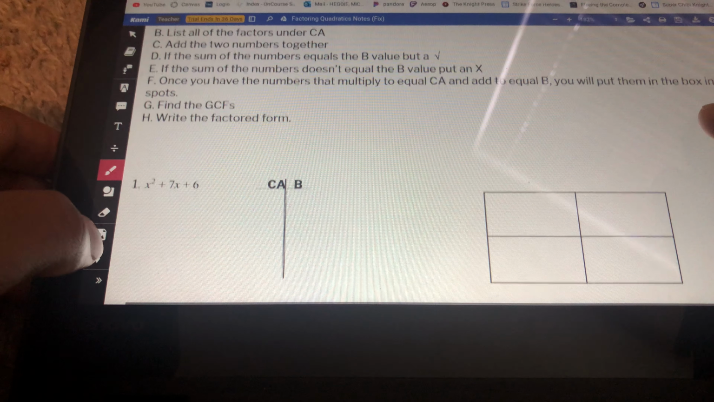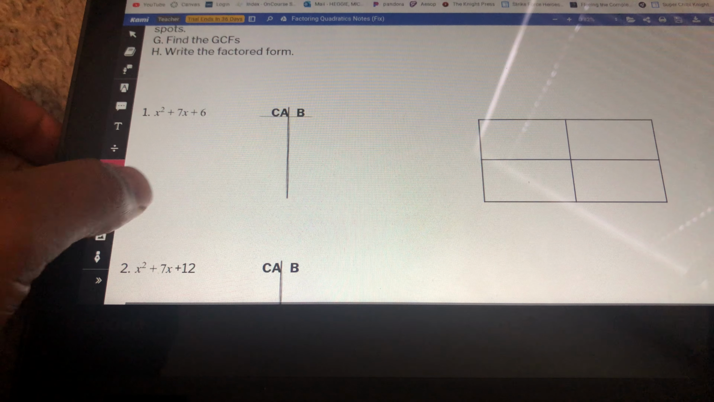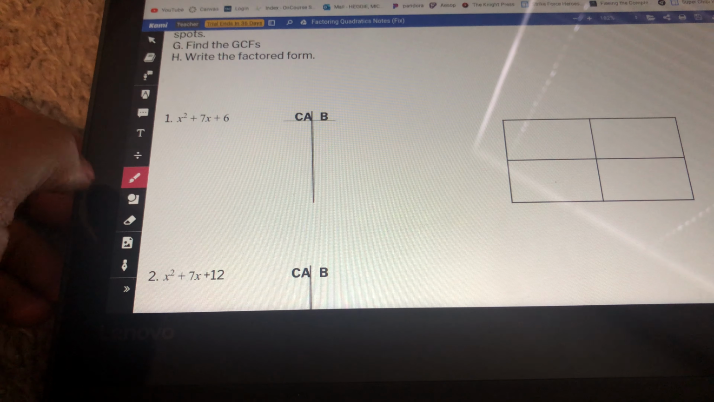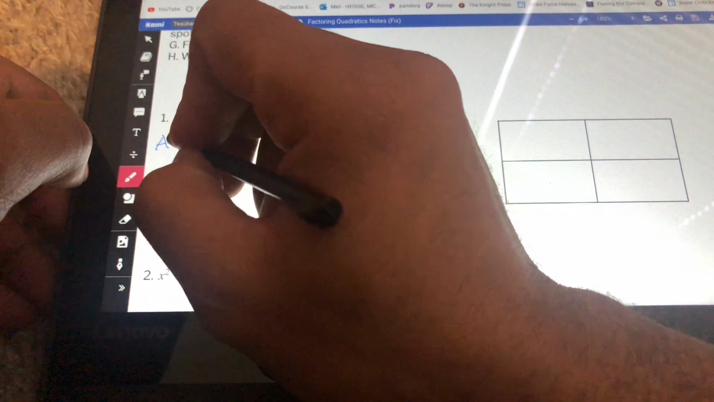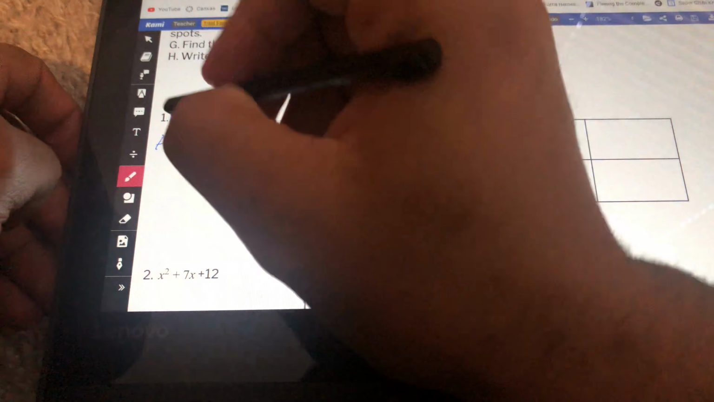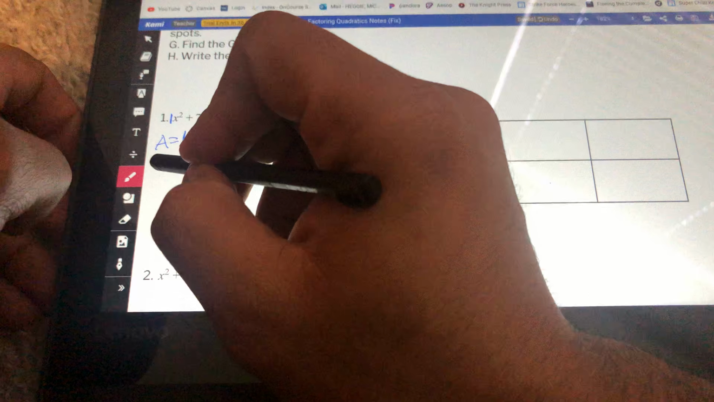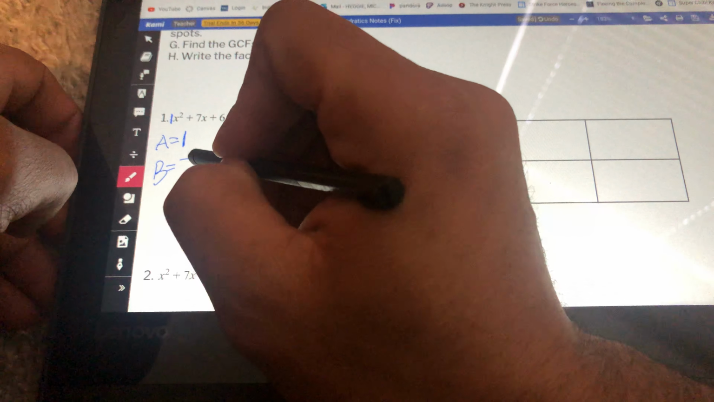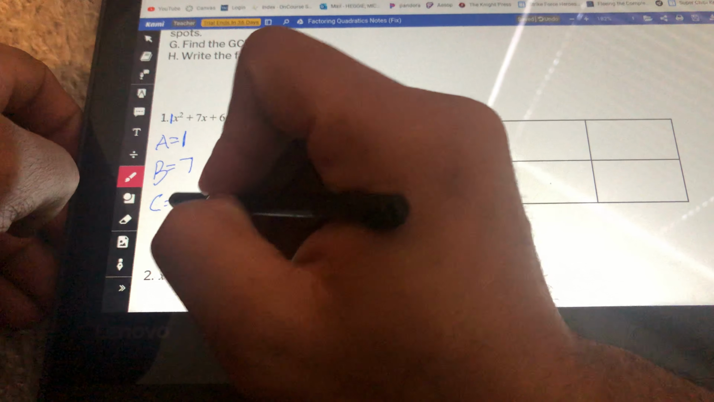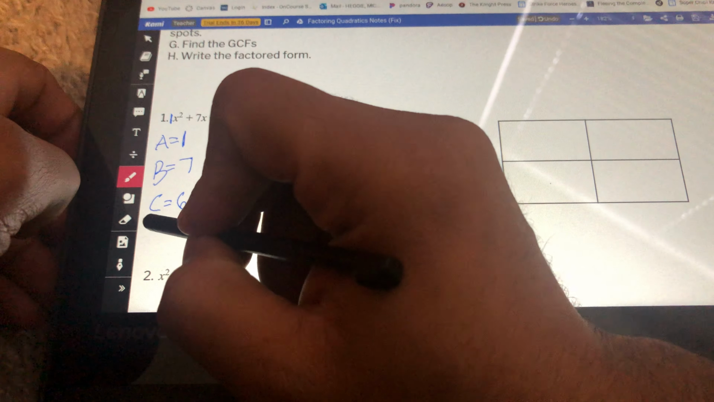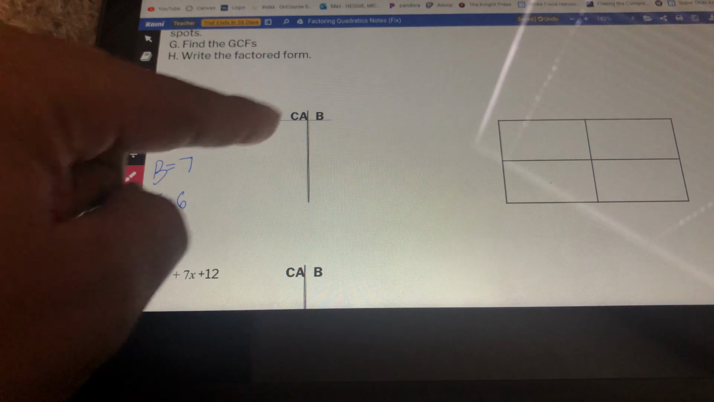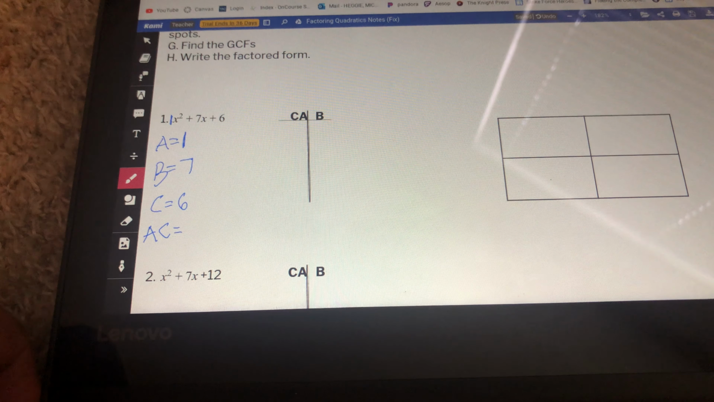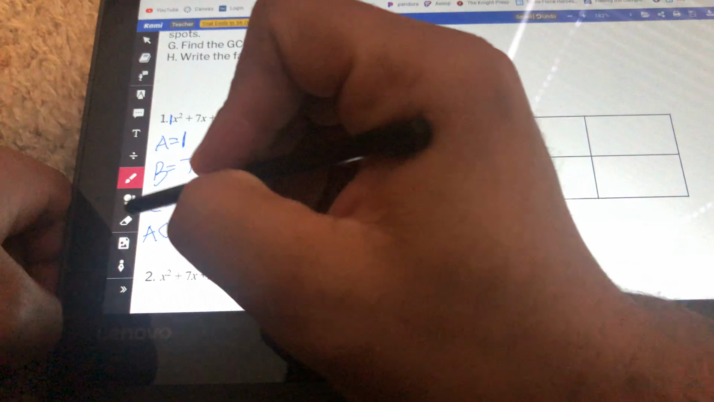Okay, we use something called the box method. All right, so step 1 says go ahead and list A, B, and C. Well, my A, if there's not a number in front of it, we can put that imaginary 1. So my A is 1, my B is 7, and then my C is 6. We also want to multiply A times C because we're going to use that up here, CA. Okay, so we'll call that CA instead.